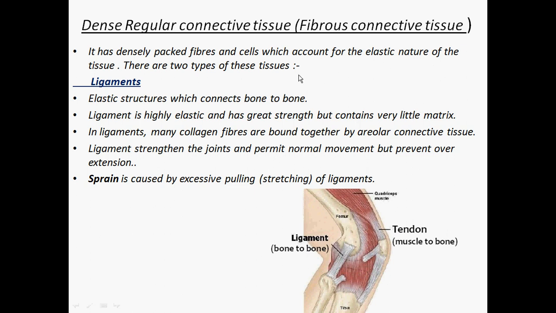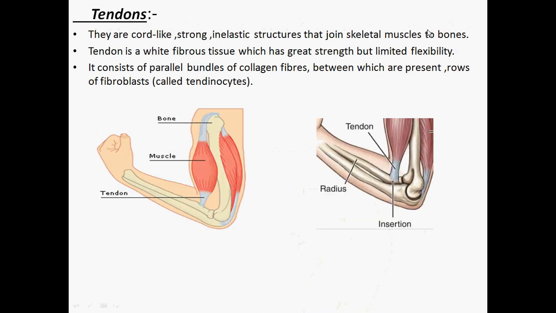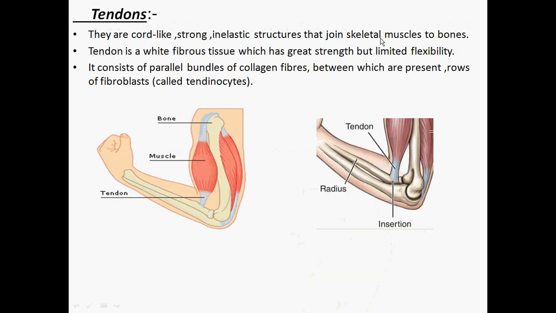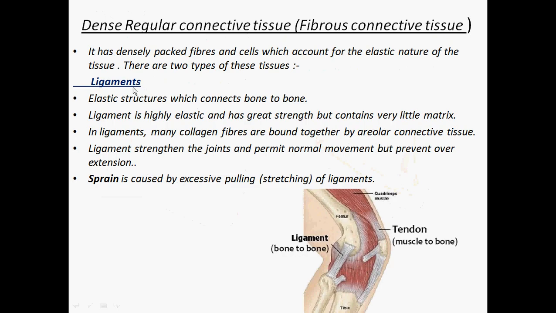So this fibrous connective tissue is present between the bones and between the muscles and the bones. The structures connecting bones to bones are called ligaments, and those connecting skeletal muscles to bones are called tendons. These ligaments and tendons connect bones to bones and muscles to bones with the help of the elastic nature of the ligaments.